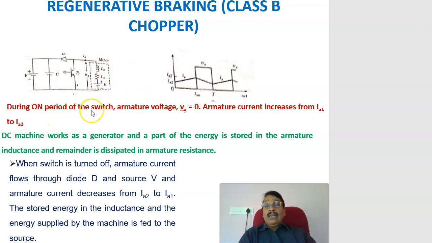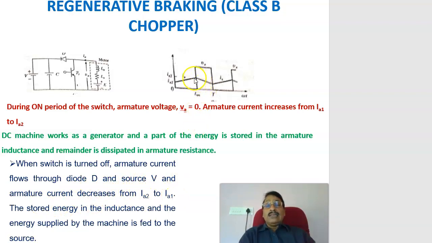During the on period, the armature voltage VA equals 0, and the armature current increases from IA1 to IA2. The DC machine works as a generator, and a part of the energy is stored in the armature inductance, and the remainder is dissipated in the armature resistance. That is what happens during the on period of the switch. When the switch is turned off, the armature current flows through the diode D and the source V, and the armature current decreases from IA2 to IA1.